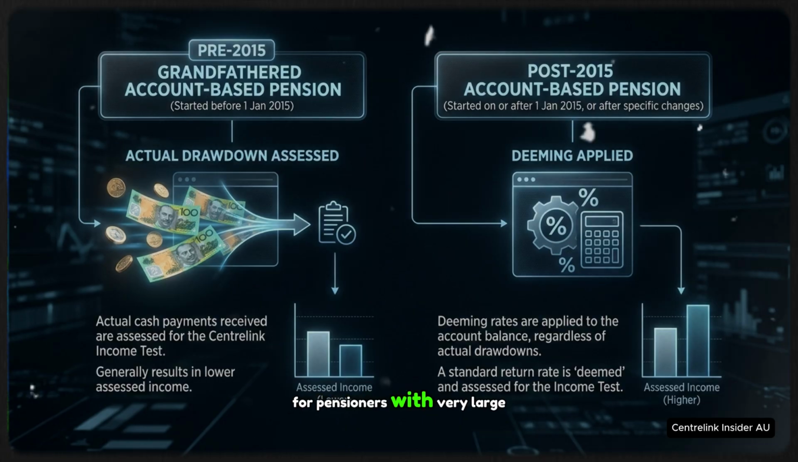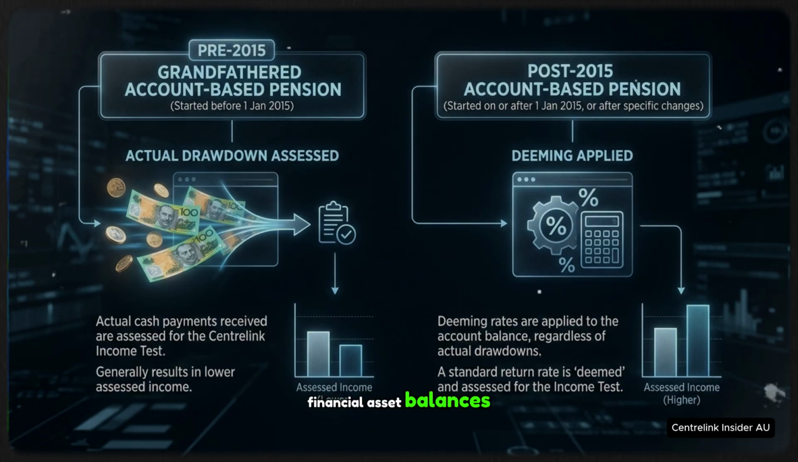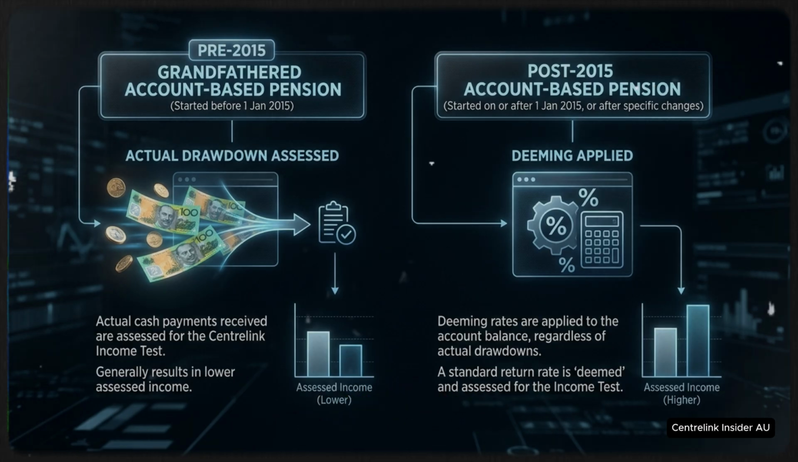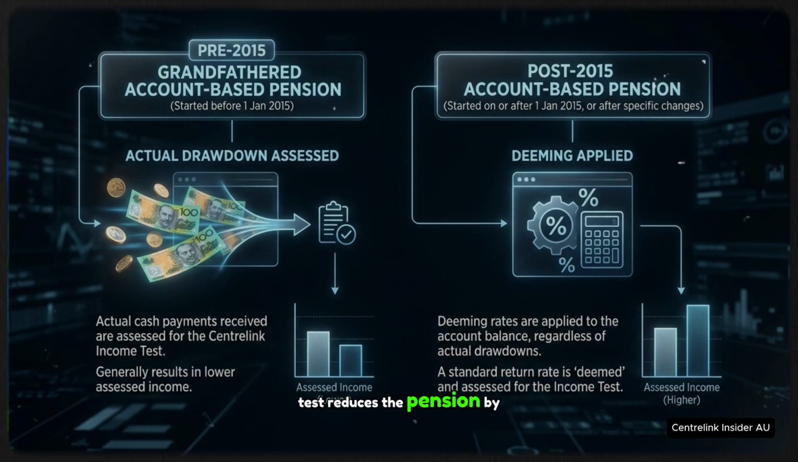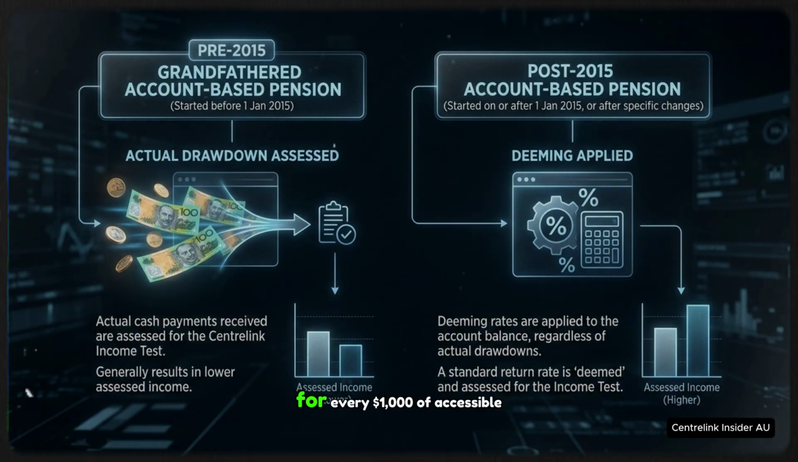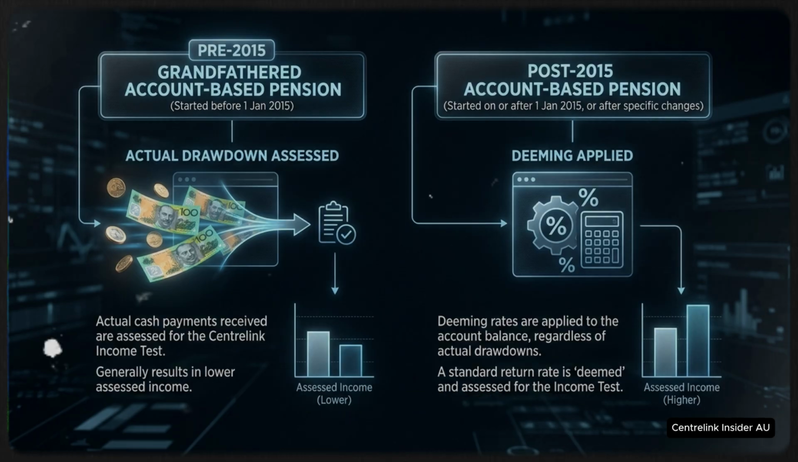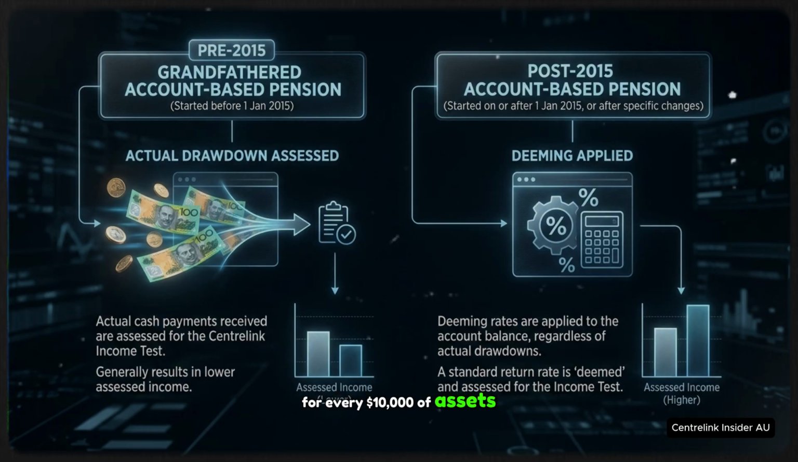For pensioners with very large financial asset balances, the assets test is typically the binding constraint because the assets test reduces the pension by $3 per fortnight for every $1,000 of assessable assets above the lower threshold. For every $10,000 of assets above the lower threshold, you lose $30 per fortnight, $780 per year in age pension.